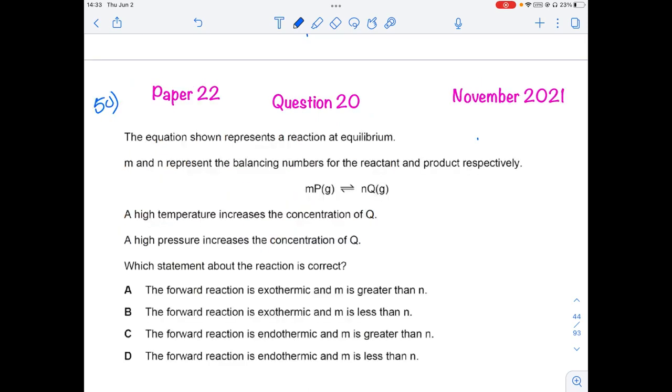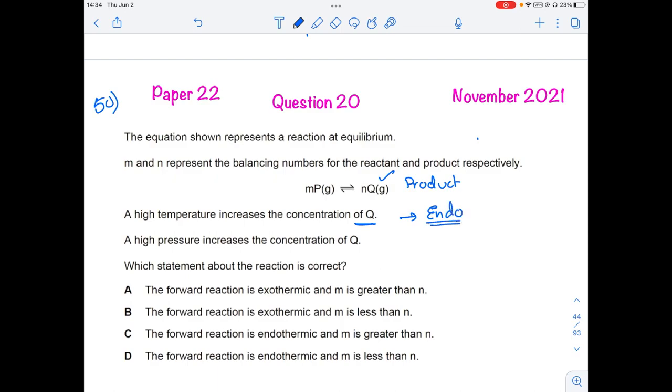Question number 50, from November 2021, paper 22, question 20 in the question paper. The equation shown represents a reaction at equilibrium. M and N represent the balancing numbers for reactant and product respectively. A high temperature increases the concentration of Q. What is Q? Q is the product. If the concentration of products increases, obviously the forward reaction is favored. If the forward reaction is favored, it is going to be an endothermic reaction.